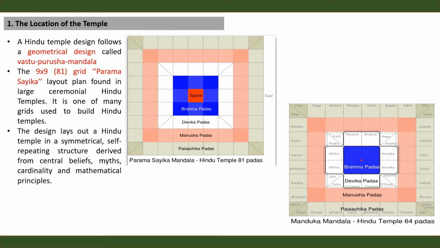A Hindu temple design follows a geometrical design called the Vastu Purusha Mandala, which we already discussed. Here, 9 by 9, that is an 81 grid, is called the Paramasaika layout plan, which is found in large ceremonial Hindu temples. It is one of the many grids used to build Hindu temples. That is the first figure. The design lays out a Hindu temple in a symmetrical, self-repeating structure derived from central belief with cardinality and mathematical principles.